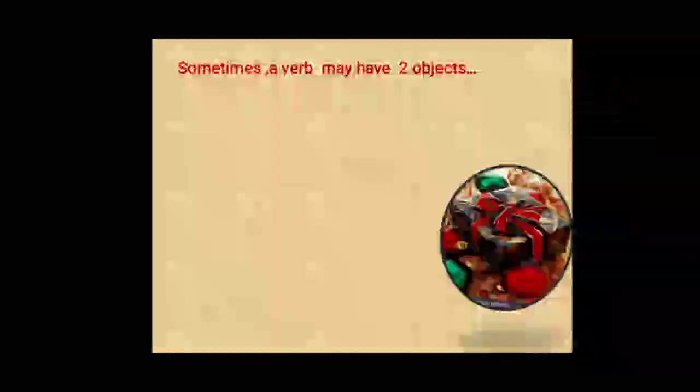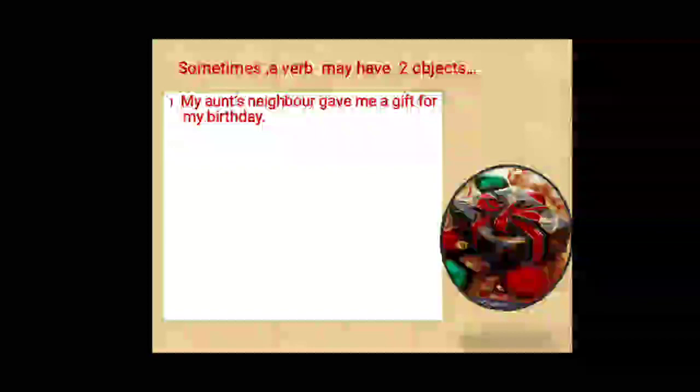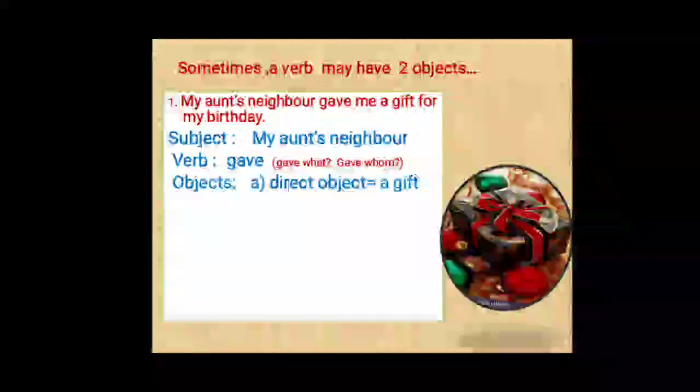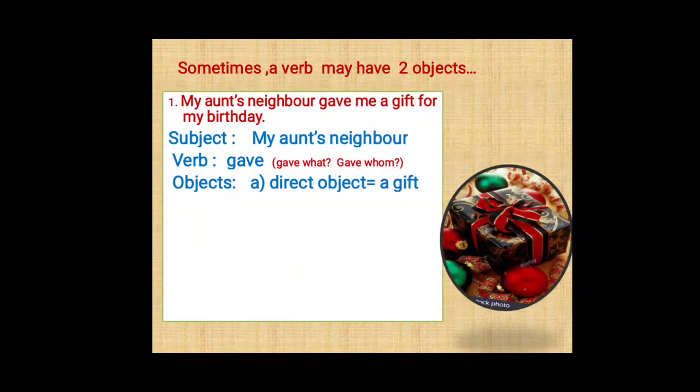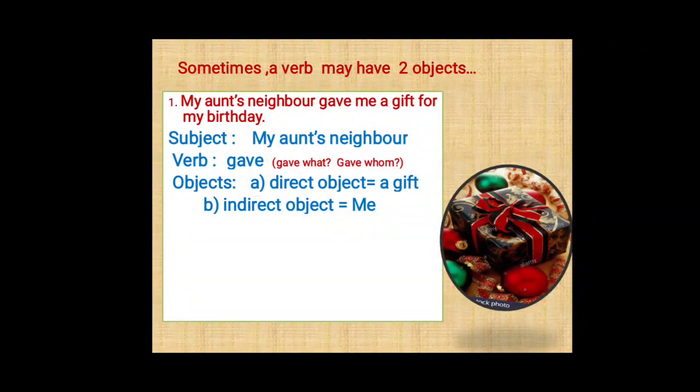Sometimes we have verbs with two objects in a sentence. Let's take a look at this. My aunt's neighbor gave me a gift for my birthday. Subject, who are we talking about? My aunt's neighbor. Action, gave. That's the verb. Gave what and gave whom. Gave what? A gift. That's the direct object. Gave whom? Gave me. Me is the indirect object. And the rest of the sentence, for my birthday, is the extension.